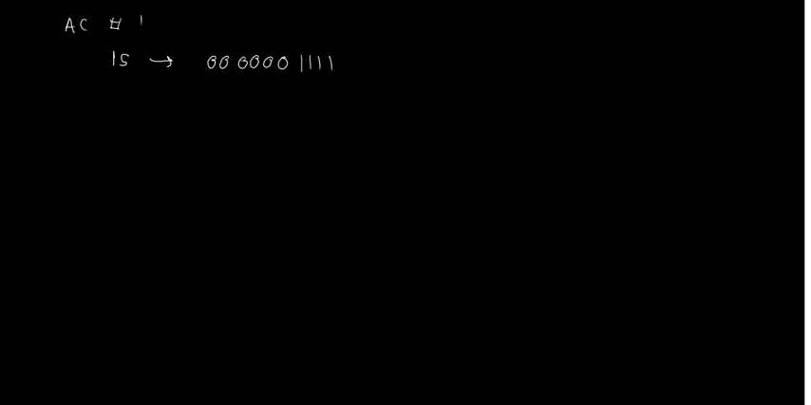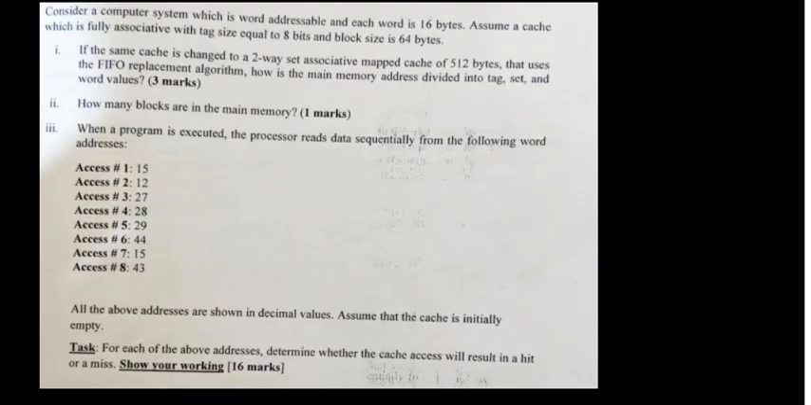So first of all, this is going to be a miss. Why is this going to be a miss? The reason is because the cache is originally empty, right? We've even been told in the question, assume the cache is originally empty. We've been told this part here. So the first one is always a miss, right?